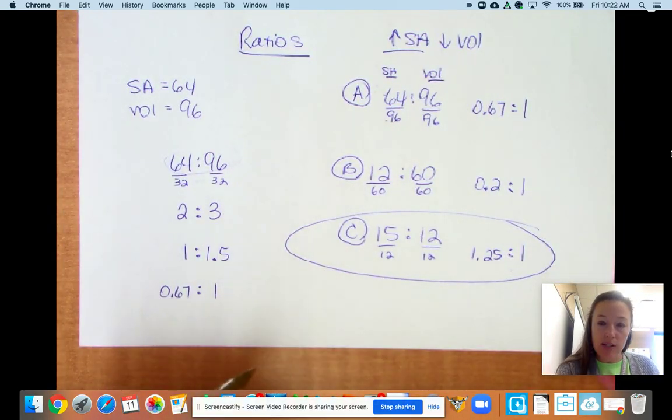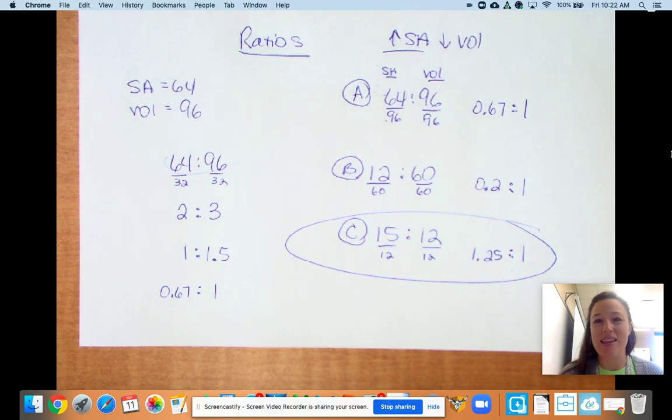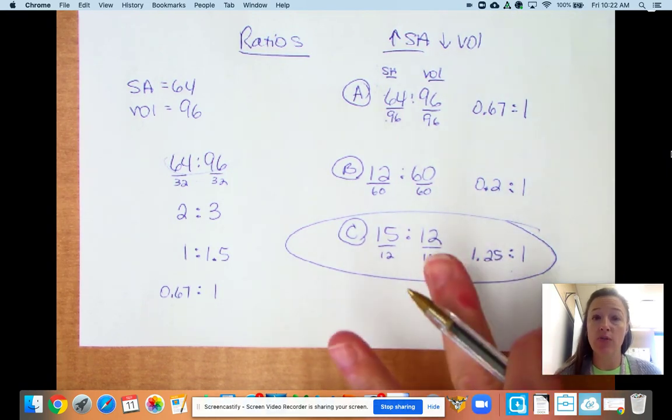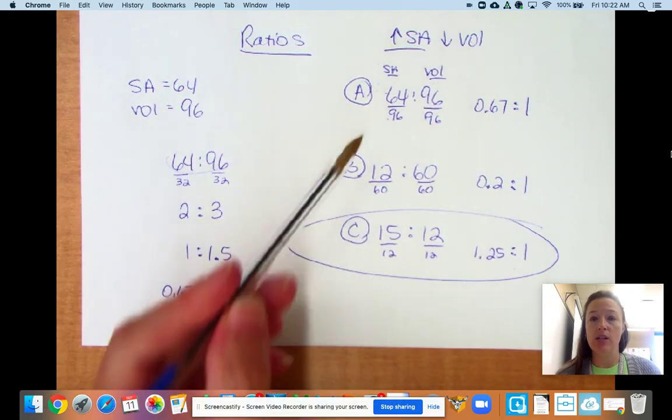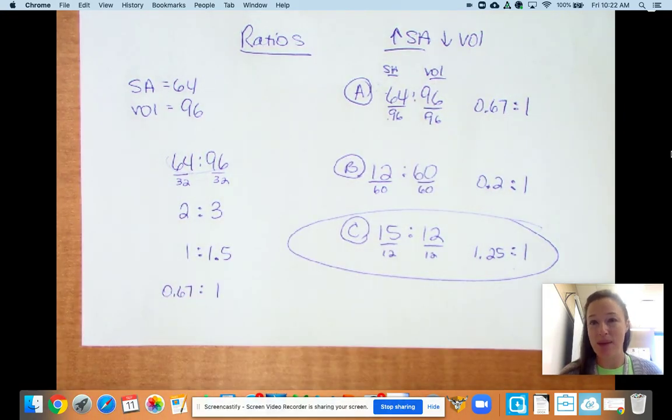So cell letter C would be the healthiest cell because it has the most surface area to volume. So that's how you form a ratio or how you calculate or reduce a ratio, and also an example of where you would use this in AP Bio. I hope that helps. If you have more questions, let me know and we'll go over it again.